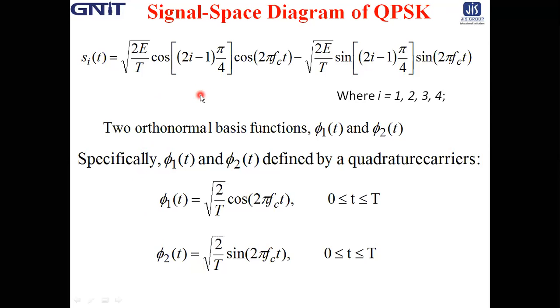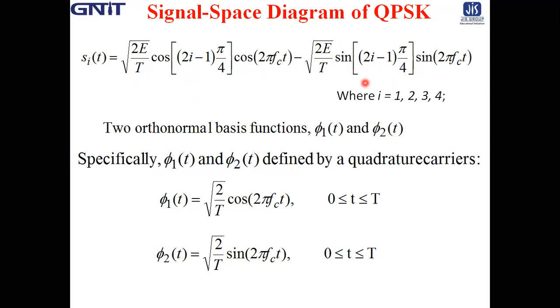So the signal space diagram of QPSK. Using a well-known trigonometric identity, we may use the earlier expression to redefine the transmitted signal s_i(t) for the interval t belongs to 0 to T in the equivalent form: s_i(t) equal to square root of 2E by T cos((2i minus 1) pi by 4) cos(2 pi fc t) minus square root of 2E by T sin((2i minus 1) pi by 4) sin(2 pi fc t), where i equals 1, 2, 3, 4. This uses cos(A plus B) equals cos A cos B minus sin A sin B.